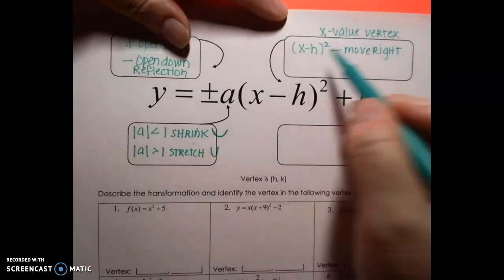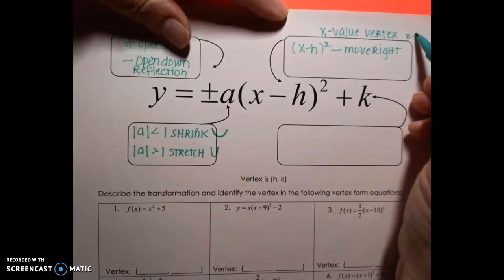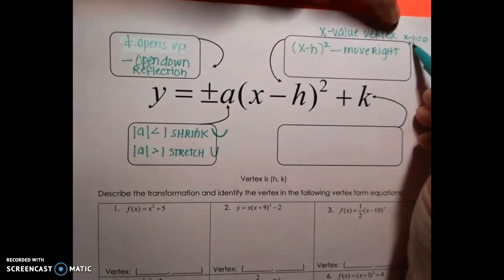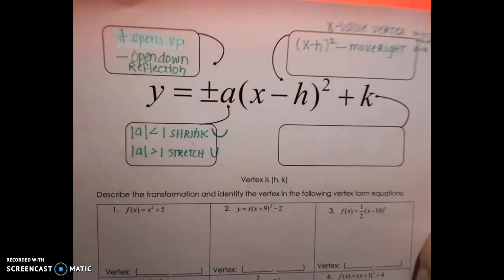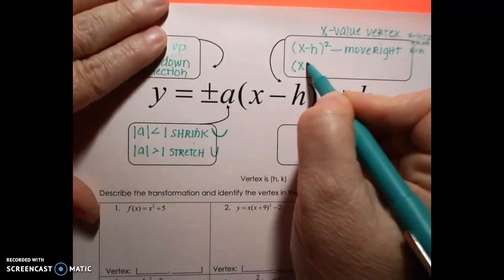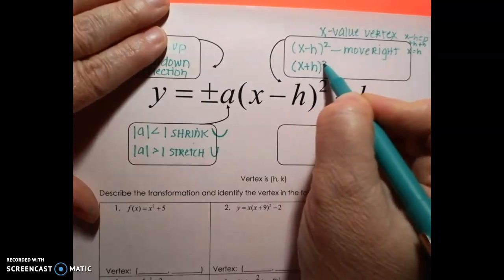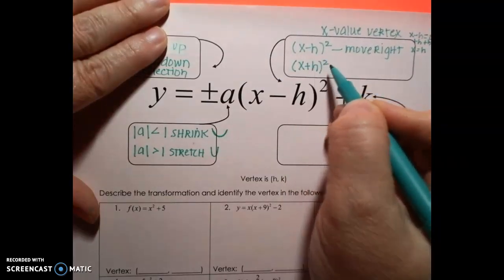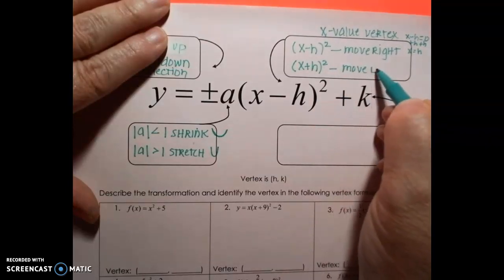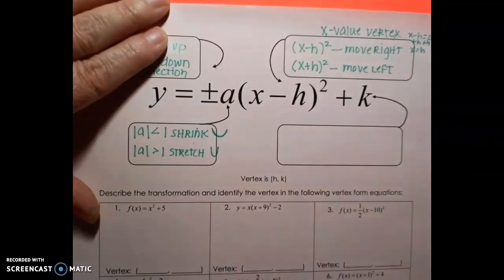Because remember, we were taking this and solving it. So if you have X minus H equals 0, and you add the H to both sides to get X alone, you get X equals positive H, which would be having it move right. If it says X plus H, when you solved it, the H would have to become negative to move to the other side. So that's actually moving the entire graph left.